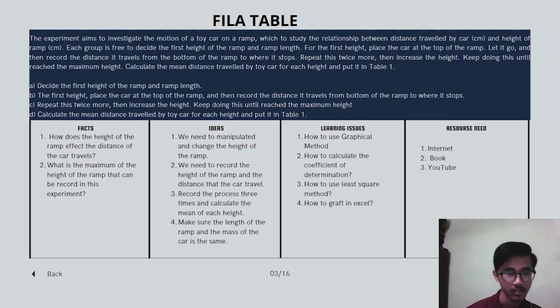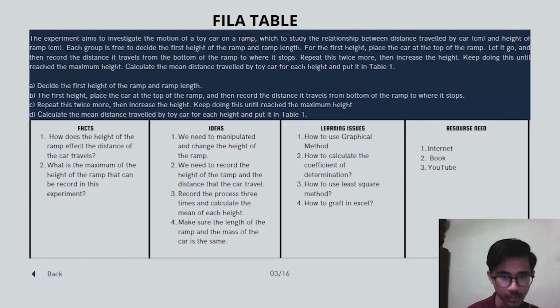Okay, for table 1, the first column is facts. Number 1 is how does the height of the ramp affect the distance the car travels. And the last one is what is the maximum height of the ramp that can be recorded in this experiment. Okay, the second column is ideas.